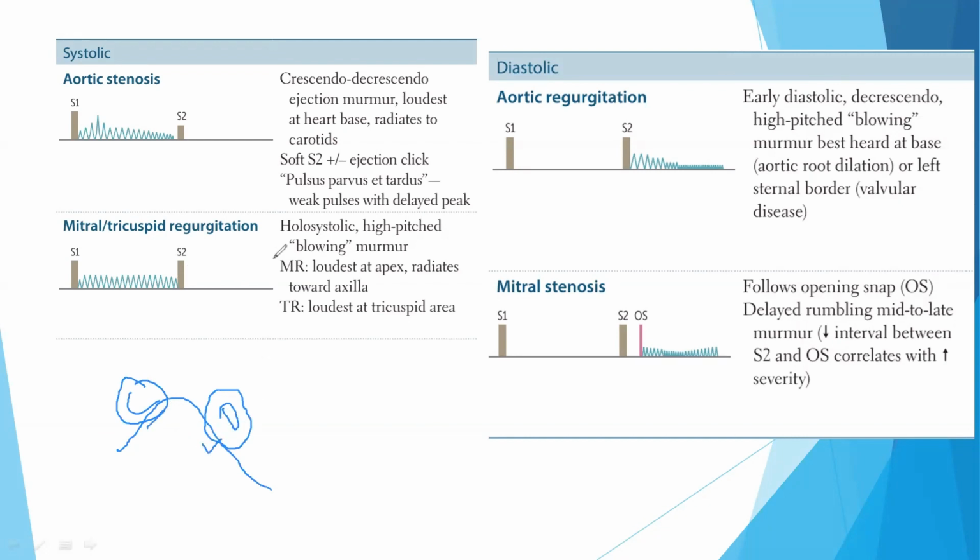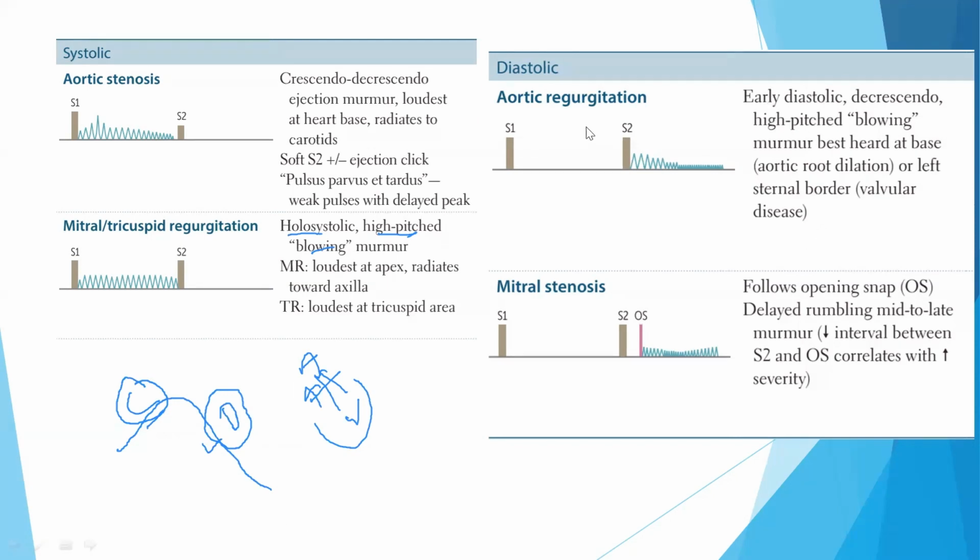Then we have the mitral or tricuspid regurgitation murmur. Now, these murmurs are holosystolic, high-pitched, blowing murmurs. It is because in systole, the blood is continuously passing from the left ventricle towards the left atrium, okay? Or it can also pass from the right ventricle towards the right atrium in case of tricuspid regurgitation. So there is continuous flow of blood in the systolic phase from the ventricle towards the atrium, and that will lead to the holosystolic high-pitched blowing murmur.